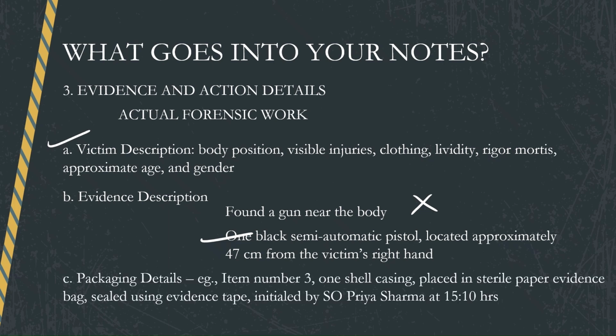And finally, you have to write about the packaging details. You have to document how the evidence was packaged and sealed. For example, you can write that item number 3, which is one shell casing, was placed in a sterile paper evidence bag, sealed using evidence tape, and initialed by S.O. Priya Sharma at 15:10 hours. Now, this is the part of maintaining chain of custody. The chain of custody is extremely important in forensic science because it helps you track down who handled the evidence and when.